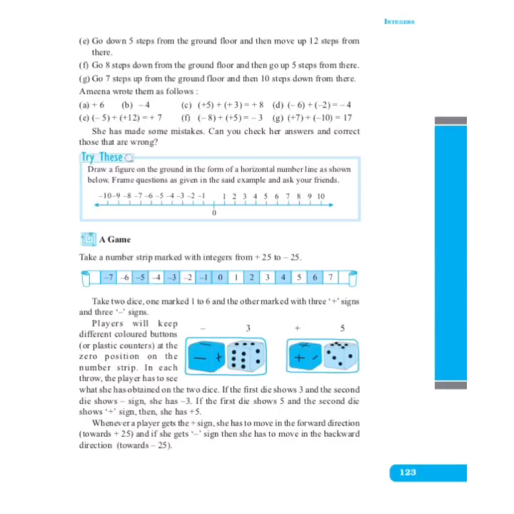Now next one is go 8 steps down from the ground floor. Okay, now we have to go 8 steps down from the ground floor and we will be reaching at minus 8 and then we have to go up 5 steps from there. That means we have first gone down 8 steps. So we have reached minus 8. Now we have to come back again 5 steps above. So we will be adding plus 5 to minus 8.